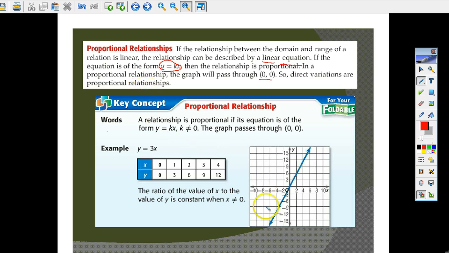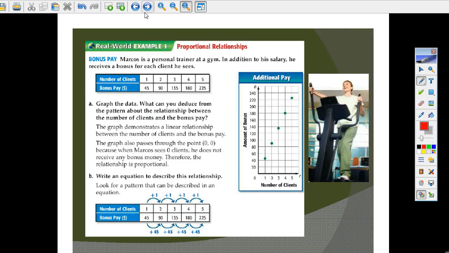In this example, it goes through (0, 0), through the origin of the graph, so it is a proportional relationship, and you describe it as y equals kx. If you have y equals 3x, every time x increases by 1, y increases by 3, and you can do rise over run. So every 1 over, you rise 3. Here's your nice proportional direct variation. This was a review. We've learned that one. Here's another review of a proportional relationship.